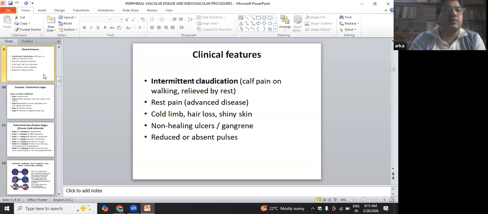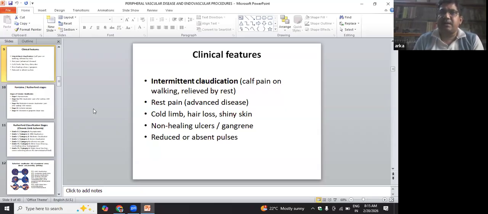Now, what are the clinical features? There is intermittent claudication, that is calf pain on walking relieved by rest. Rest pain is due to advanced disease. There may be a cold limb, hair loss, shiny skin, non-healing ulcers, gangrene, and reduced or absent pulses. When you get a long case in peripheral vascular disease, you must know how to take the history of the patient, because in this type of patient they are actually ignorant of their pain.